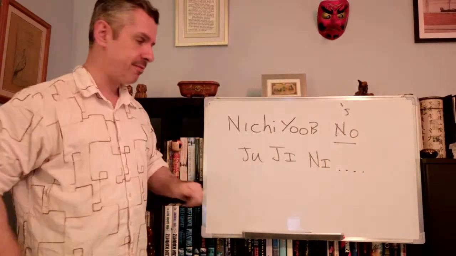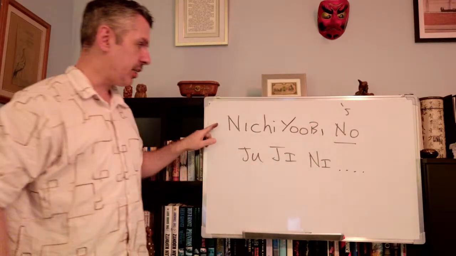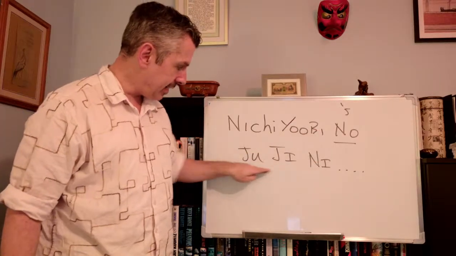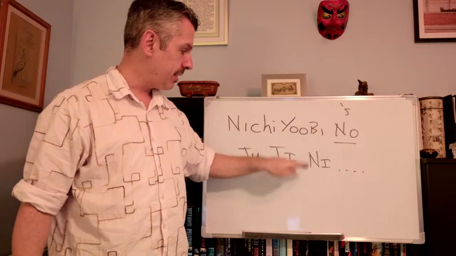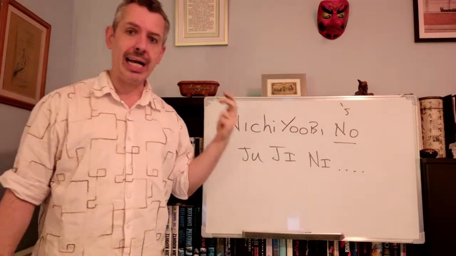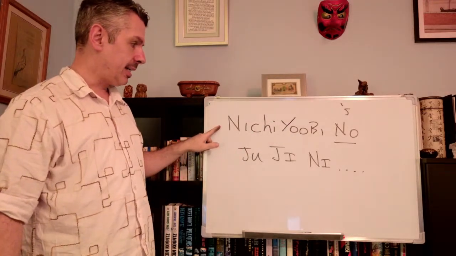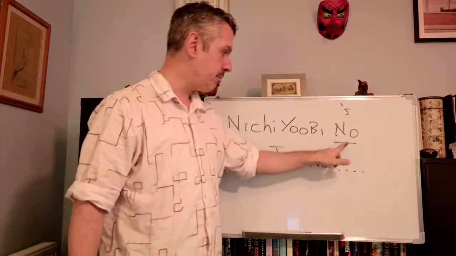And then you qualify the sentence. Nichiyobi no juji ni. I forgot an I, my apologies. So you're giving the Sunday possession of the 10 o'clock. So you can say doyobi no hachiji, 8 o'clock of Saturday, for example. And that's how that works. That's how you say a day and a time. Very basic, but just remember that.